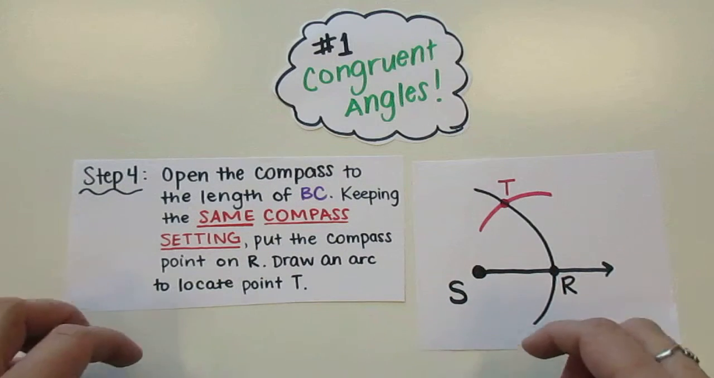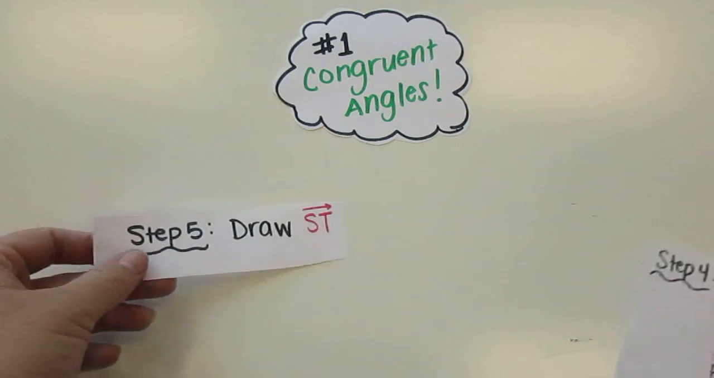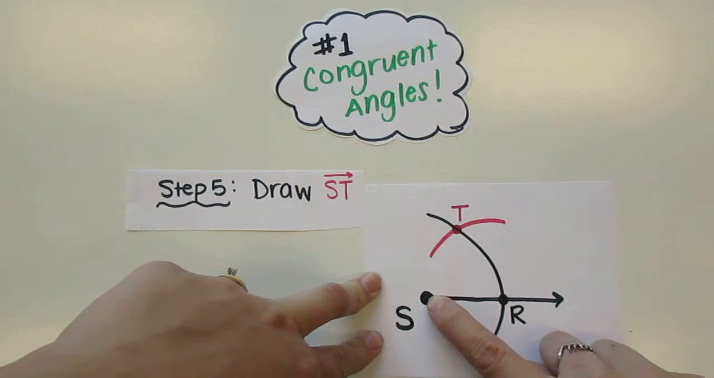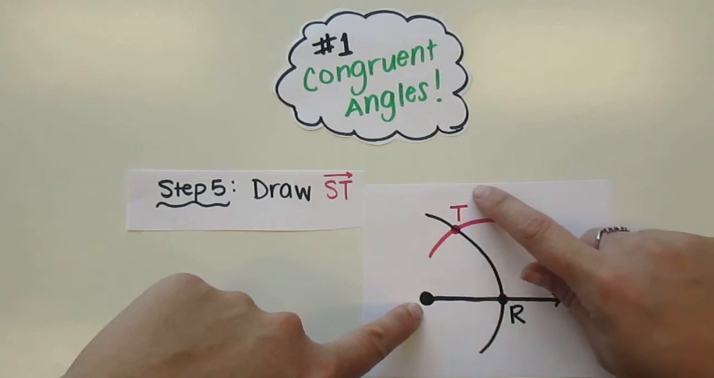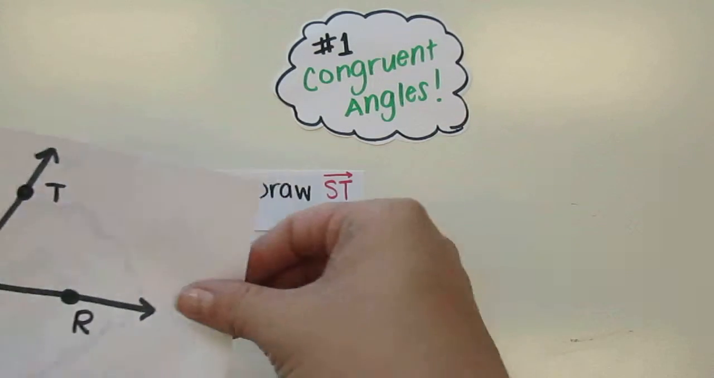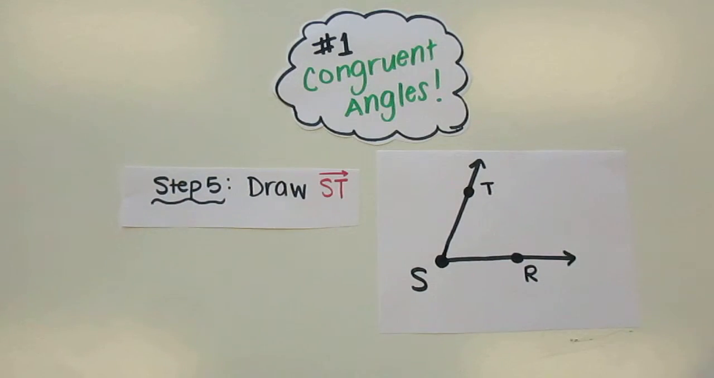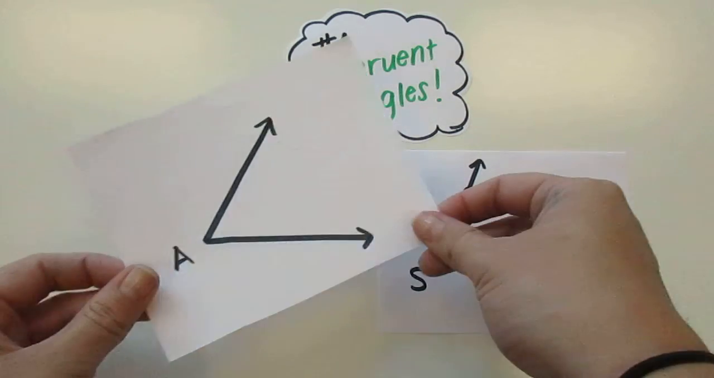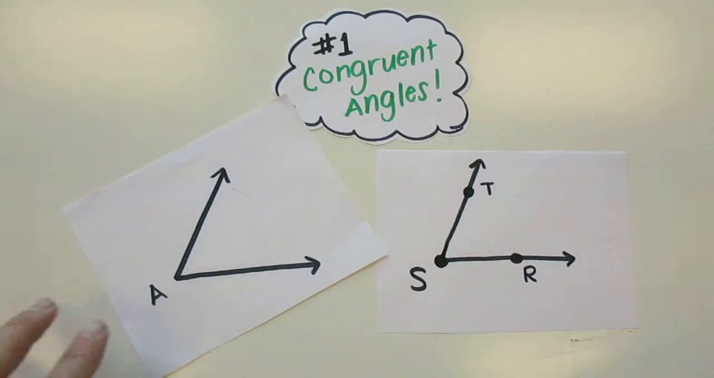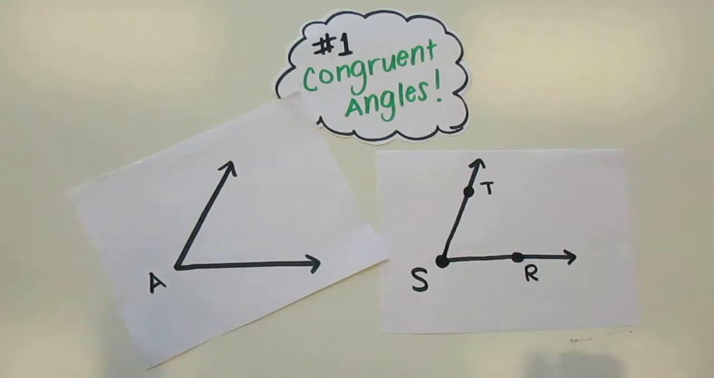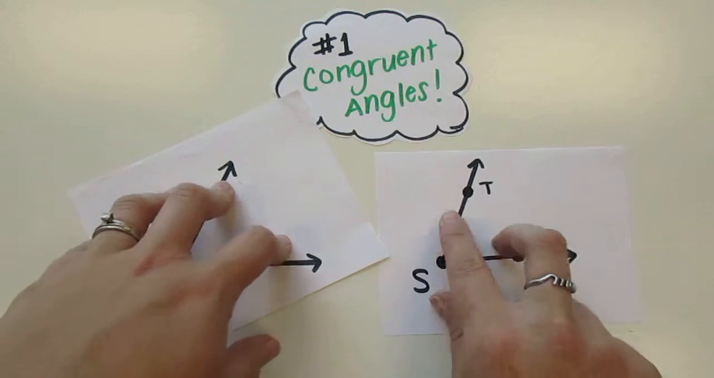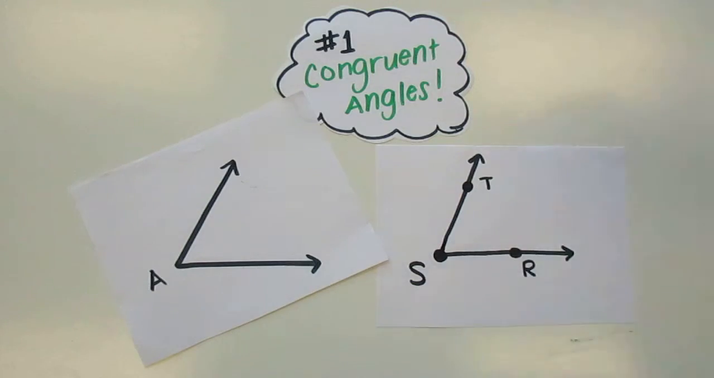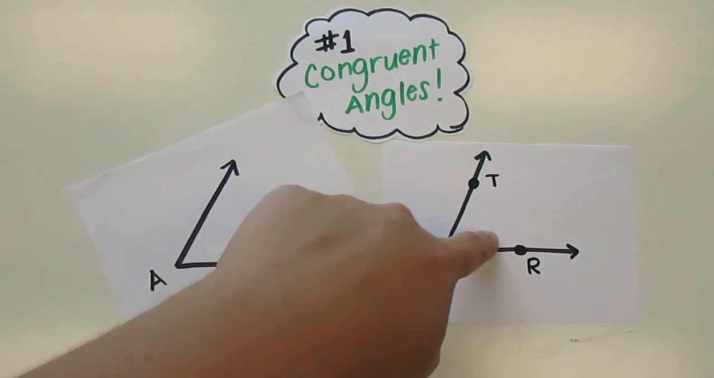And the final step to making a congruent angle is to draw ST. So now you are just going to take a ruler, put it on S, and connect it to T in a line to form your new angle S. And if you look back, looking at these 2 angles, you can tell just by looking at them how similar they are. And in fact, if you had a protractor to sit up here and measure them, you could tell these 2 are the exact same measure. So we have now made angle S so that S is congruent to A.